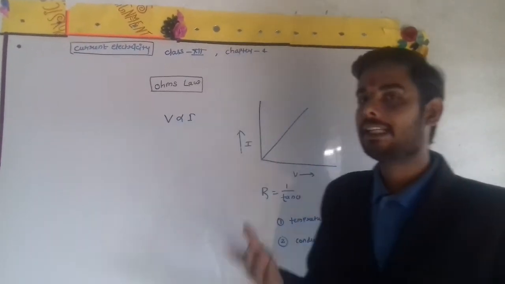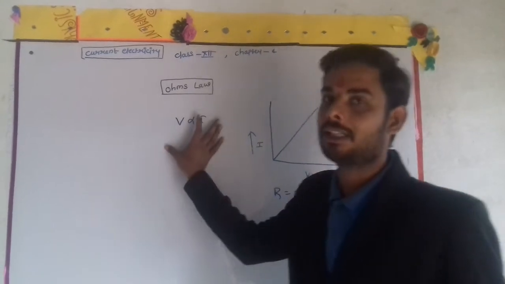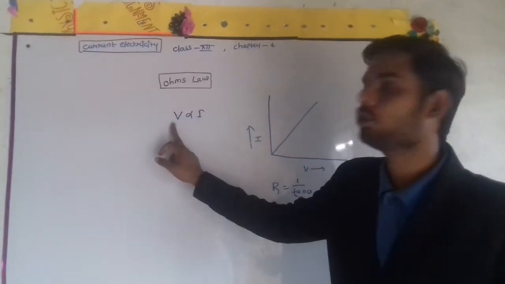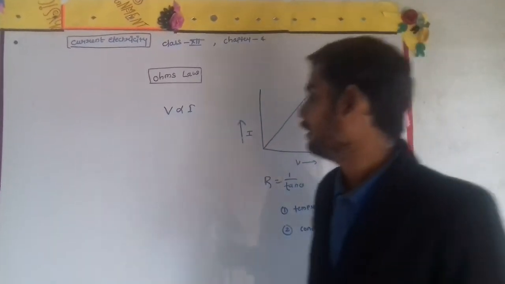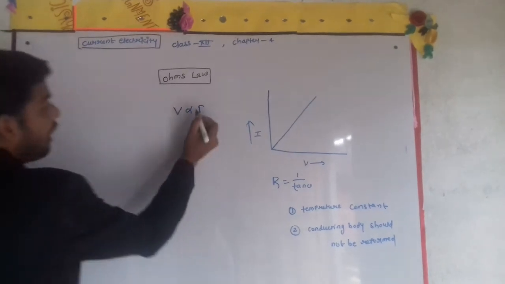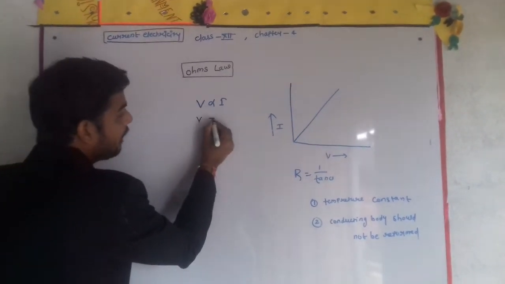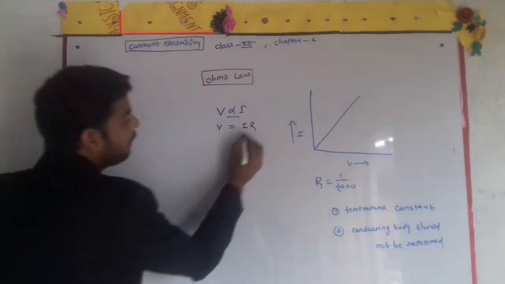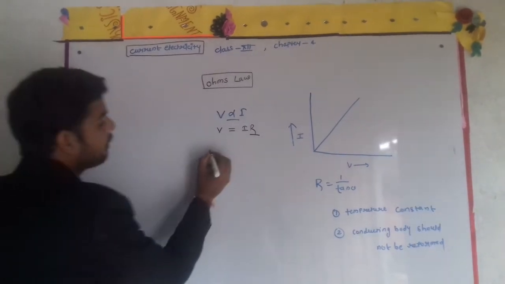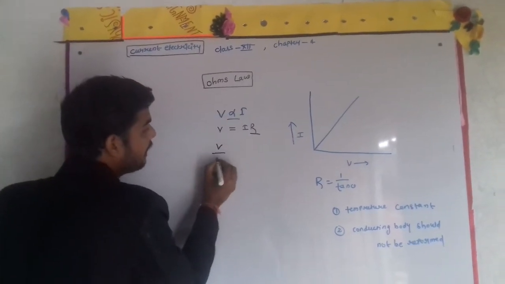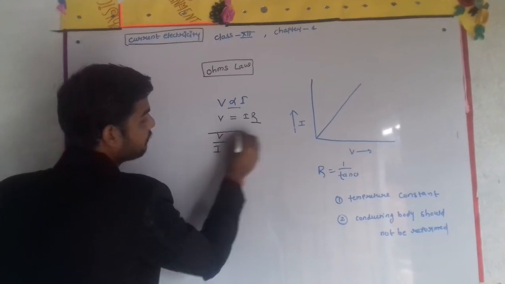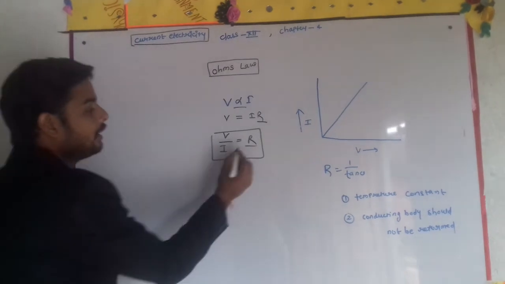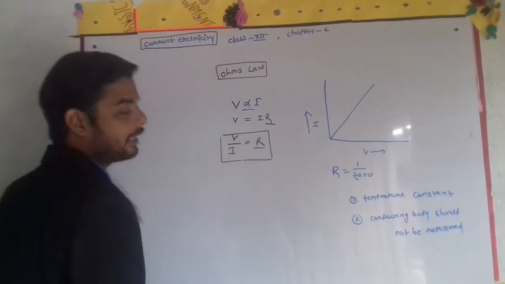Ohm's law states that if the physical condition of a conductor remains unchanged, then the current flowing through a circuit is directly proportional to the potential of the circuit. So I is proportional to V. To remove the proportionality sign, we have to use a constant, so we can write V upon I equal to R, where R is the proportionality constant, which is known as the resistance of the circuit. V equal to IR.